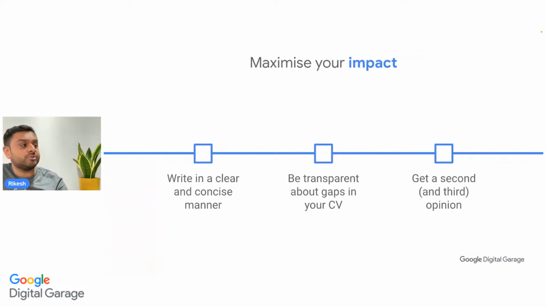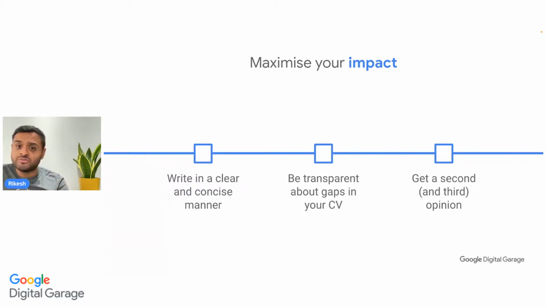Some final tips when it comes to CVs: write in a clear and concise manner. We don't have a lot of space, so bullet points are your friends. The only time you don't need to write in bullet points is for the two or three short sentences in your opening summary section. The rest should predominantly be bullet points because you don't have a lot of space. It's just two sides of an A4 piece of paper.